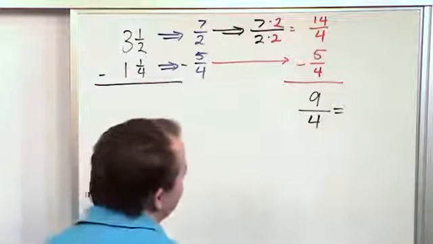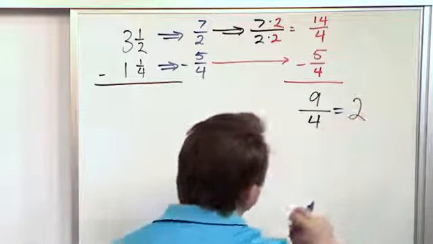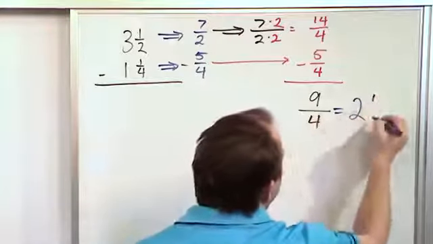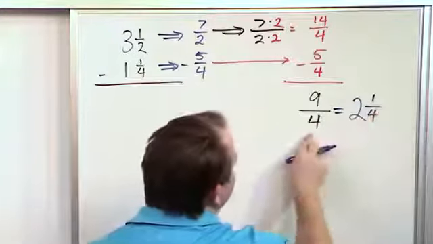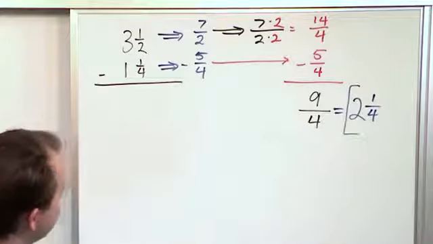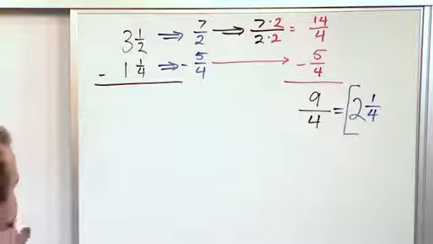How many times will 4 go into 9? It'll go 2 times because 4 times 2 is 8. And 9 minus 8 is 1, so the remainder is 1, and I write it over 4. This is just converting this back to mixed number, and the answer is 2 1/4. That's the final answer. Much, much simpler.